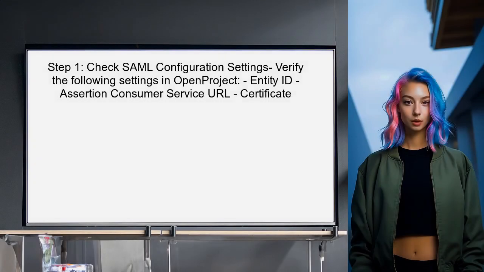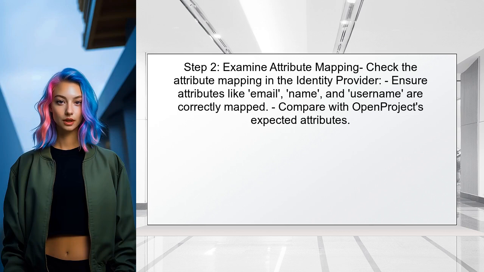To begin troubleshooting the issue, the user should first check the configuration settings in the OpenProject OmniAuth SAML plugin. It's essential to ensure that the SAML settings match the identity provider's configuration. Next, the user should examine the attribute mapping between the identity provider and OpenProject. This mapping is crucial for ensuring that the user information is correctly passed during the authentication process.